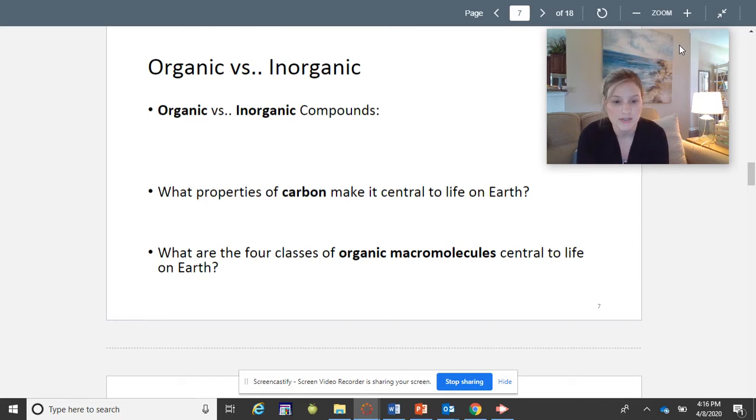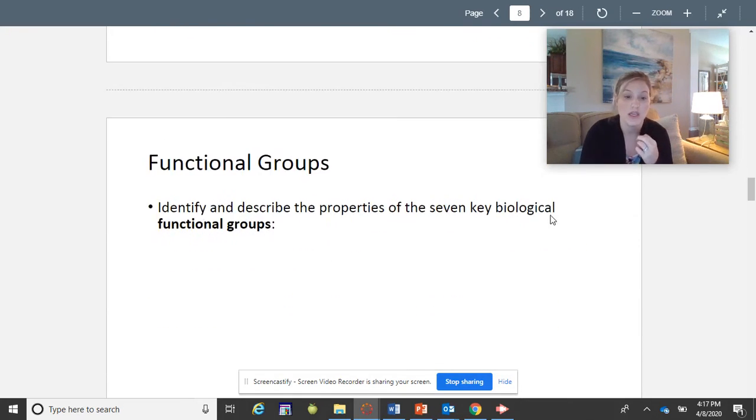All right, what properties of carbon make it central to life on Earth? Important things about carbon are that it has the ability to make four bonds because it has four valence electrons. It can make double bonds, triple bonds, single bonds, obviously. It can make ring structures. It can make really large molecules. And that's pretty much one of the reasons why it's central to life on Earth. Four classes of organic macromolecules are carbohydrates, lipids, proteins, and nucleic acids. And so we're going to go through those.